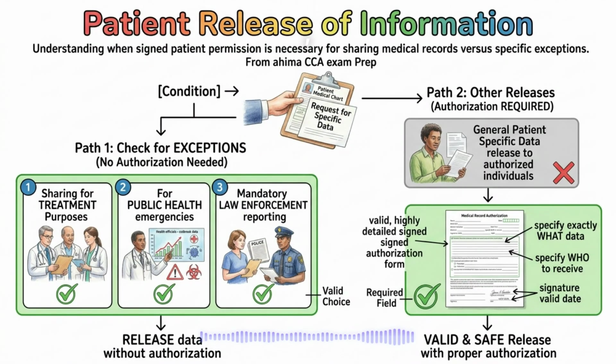While we covered the release of information process briefly in the first section, it is vital to revisit it under the lens of privacy. When releasing patient-specific data to authorized individuals, you must ensure the patient has signed a valid, highly detailed authorization form that specifies exactly what data can be sent and to whom. There are strict exceptions where authorization is not required, such as sharing data for treatment purposes, public health emergencies, or mandatory law enforcement reporting. Knowing when you can and cannot release data without patient permission is a massive part of the exam.